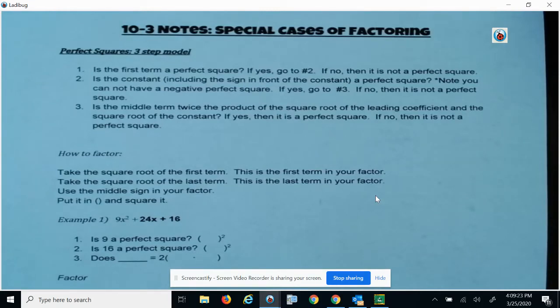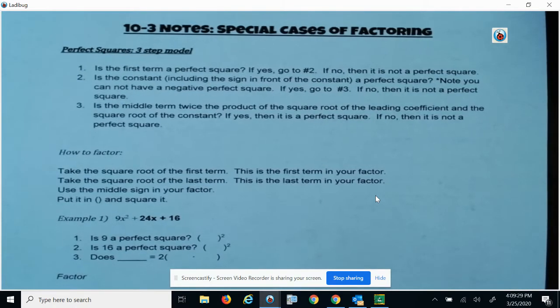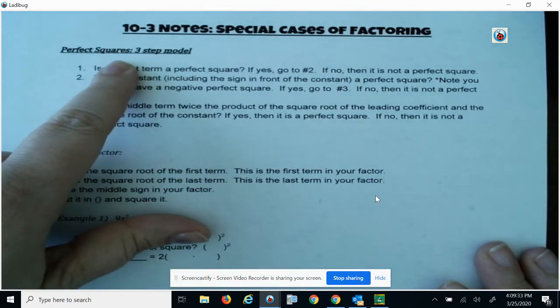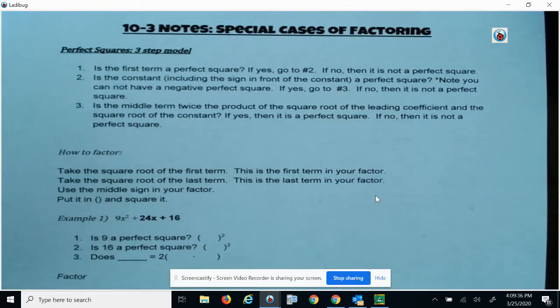Hi guys, this is video 10.3 on our playlist, and it's about special cases of factoring. One of our special cases of factoring is perfect squares. Now you can factor these just like we did our trinomials in our last lesson, but there is a shortcut if you recognize a pattern.